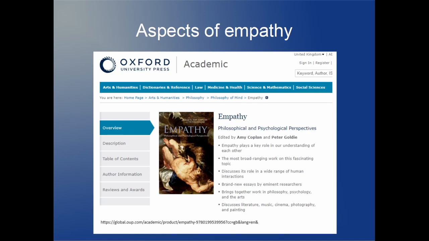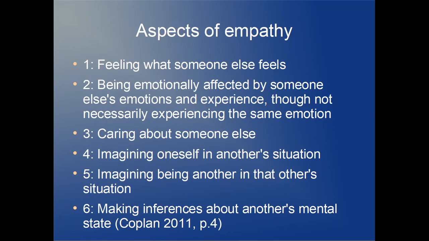Additionally, some of these distinctions which are being made by Amy, you can also find in other articles. Not all the same six, but at least some of these distinctions can be found in some of the other articles in the book. So Amy outlines 6 different aspects to empathy, which I'm going to describe in turn. So the first 3 relate to emotion. Firstly, feeling what someone else feels.